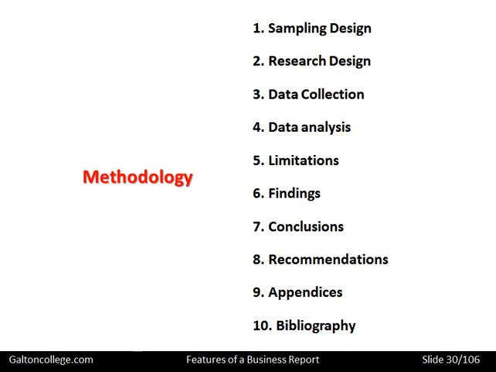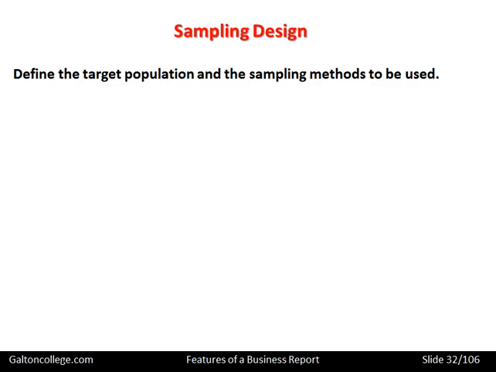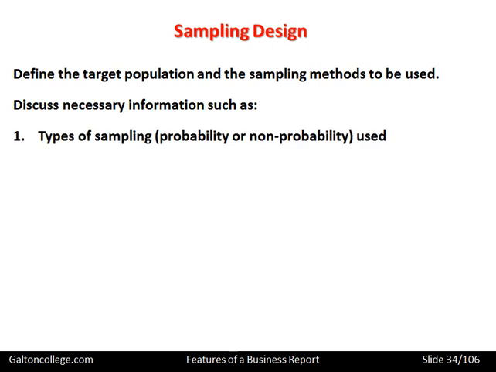Now what we're going to do in the remainder of this session is to look at each of these very quickly, go through it, and just have a few words about each of them to see what they mean. And we're going to start with sampling design. Define the target population and the sampling method to be used. Discuss necessary information, such as the type of sampling, if it's probability or non-probability, which one was used.